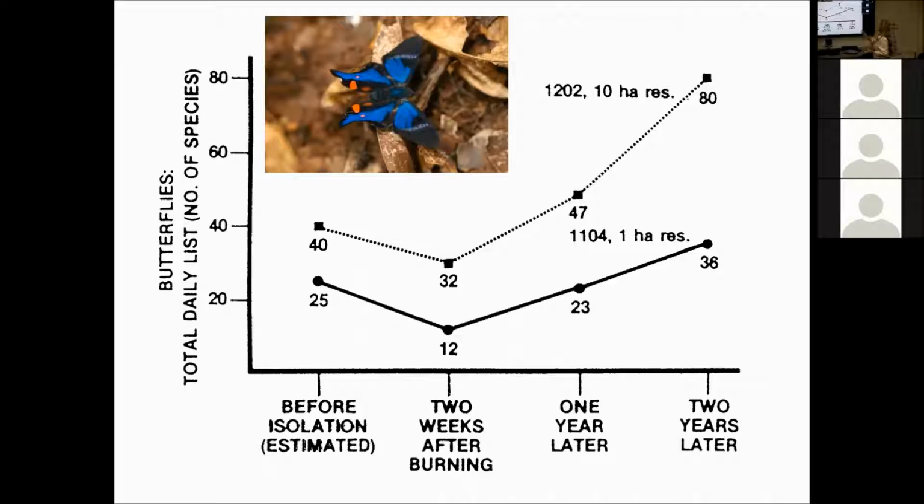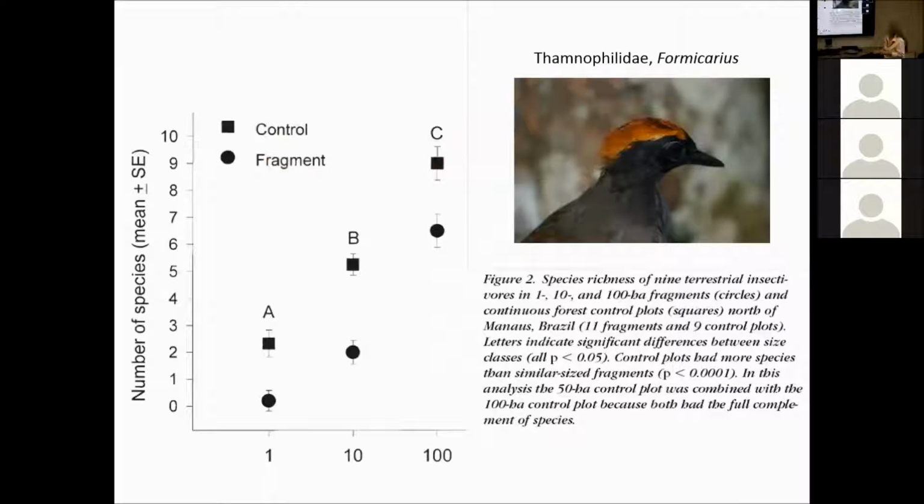Some things like butterflies, not all butterflies, but a lot of butterflies, are more likely to be found in clearings and on edges and things like that. And this is the number of butterfly species in different fragment sizes of 1 hectare and 10 hectare: right before it was isolated, 2 weeks after it got isolated, 1 year later and 2 years later. And actually this is the opposite response of what you might expect. There are actually more butterfly species in these fragmented patches, not fewer.